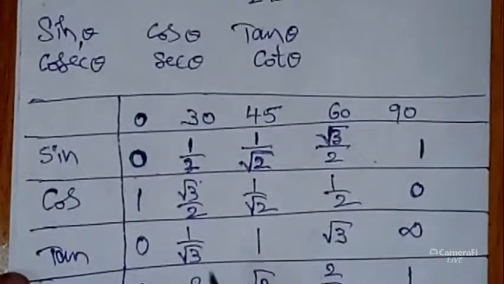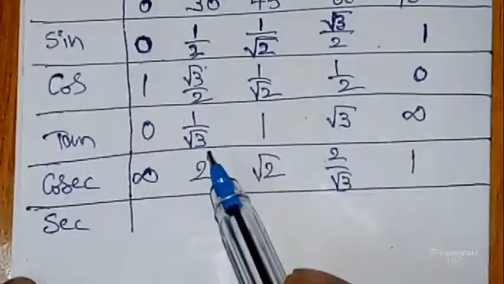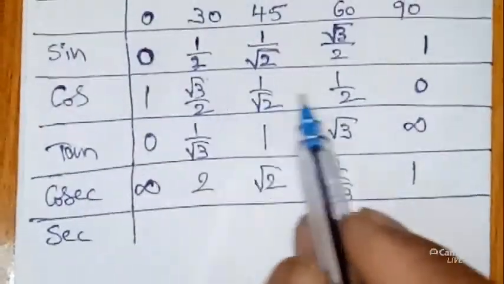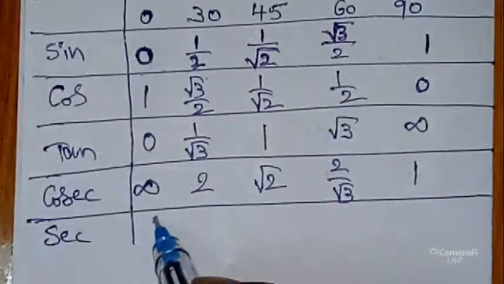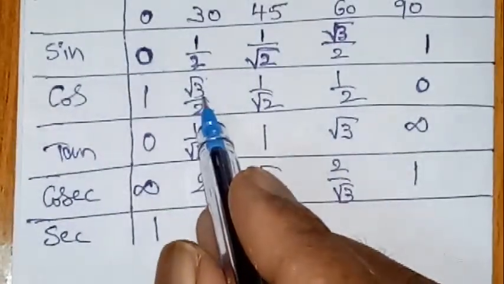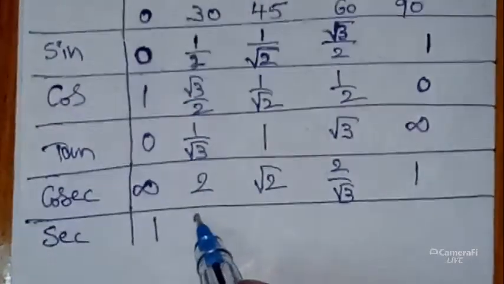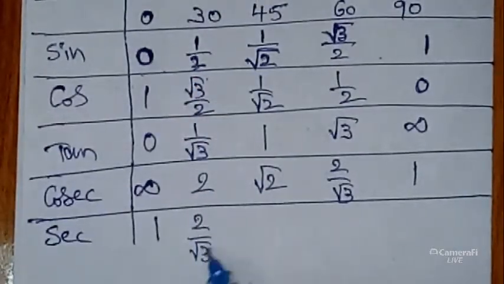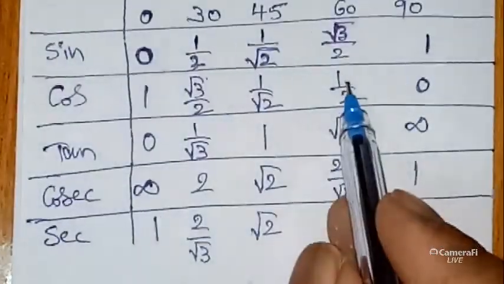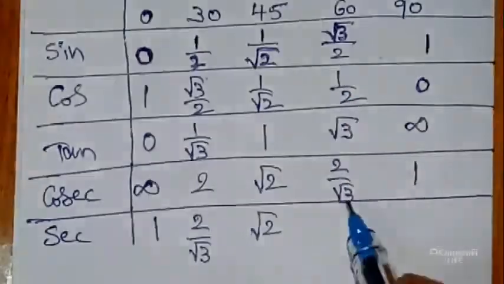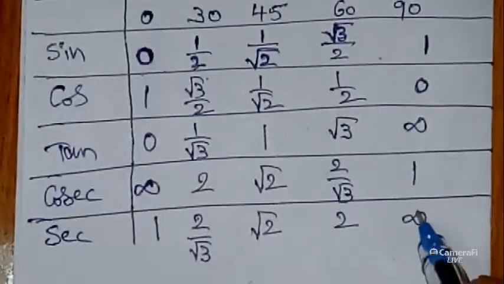Here secant is the reciprocal of cos. And next, write the cos values in reverse. Reverse means 1 by. So 1 by 1 is 1. 1 by root 3 by 2, you can write in reverse, that is 2 by root 3. 1 by 1 by root 2 is root 2. Next, 1 by 1 by 2 is 2. 1 by 0 is undefined.